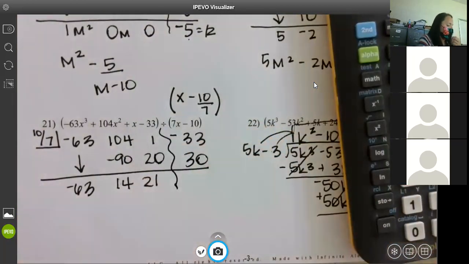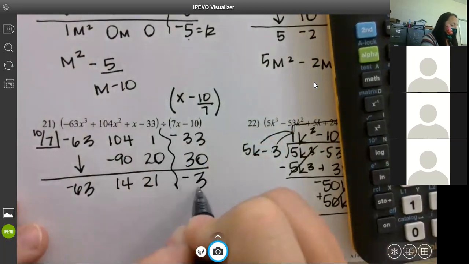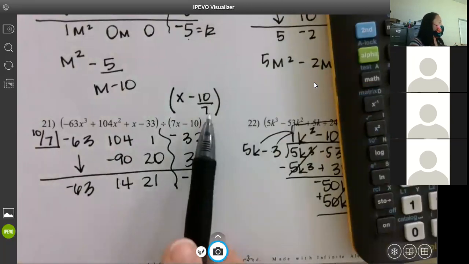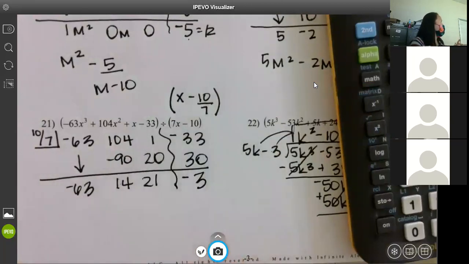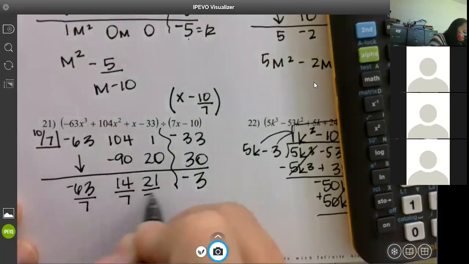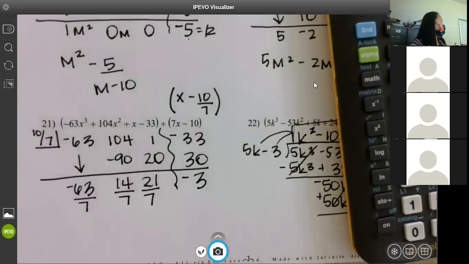And I have a remainder of what? Now, this is not your answer. What did I tell you? Everything down here would be divisible by 7. Yeah, so whatever you did here, now we got to take it out. So we're going to divide these by 7. Do not touch the remainder, because we're going to divide it by 7x minus 10 anyway. Does everybody understand that? Okay, so do not touch the remainder, just these.